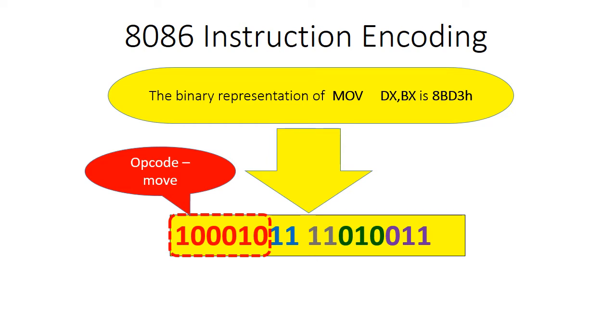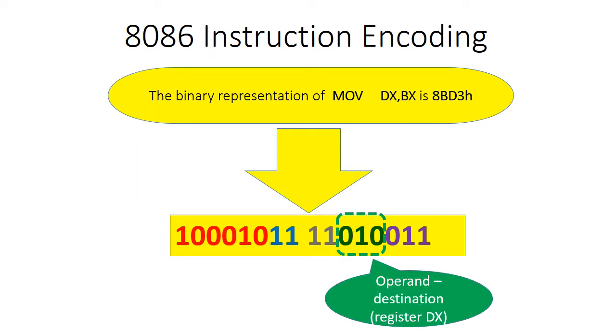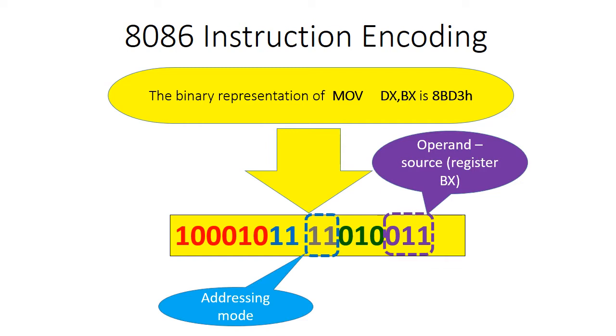There are 2 operands, and these are located in registers dx and bx. We put the register dx in the reg field, so it is shown here represented by the pattern 010 in the reg field. We put the register bx in the RM field. It is shown here by the pattern 011 in the RM field. To make the RM field refer to a register, we put the pattern 11 in the addressing mode field.